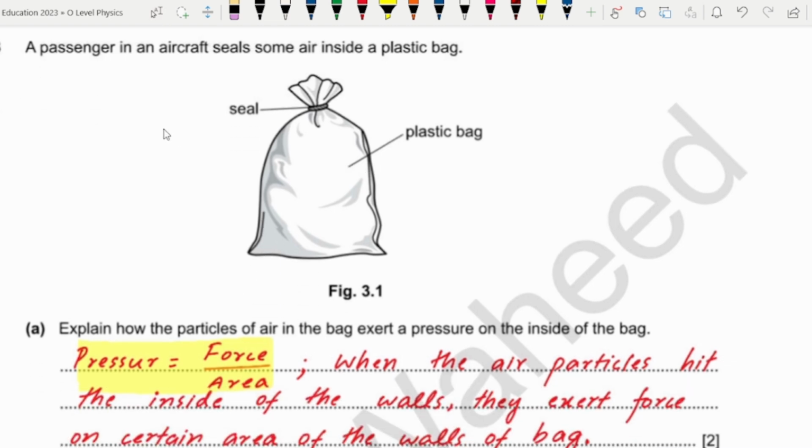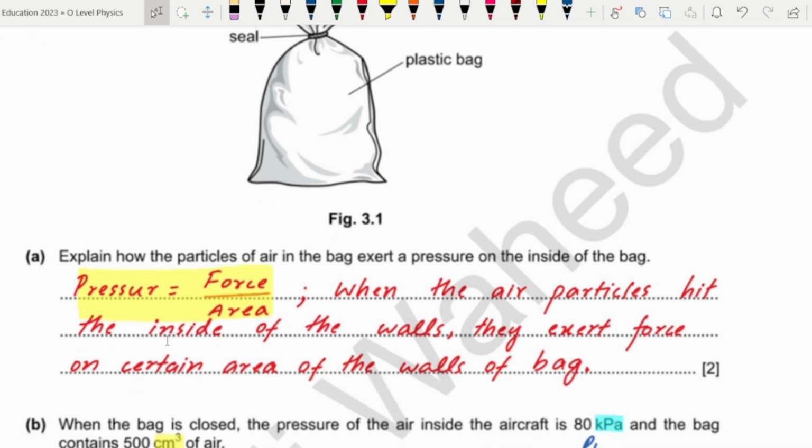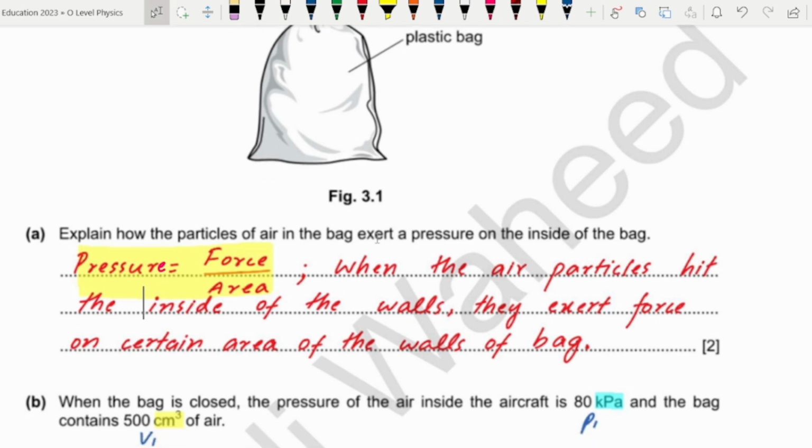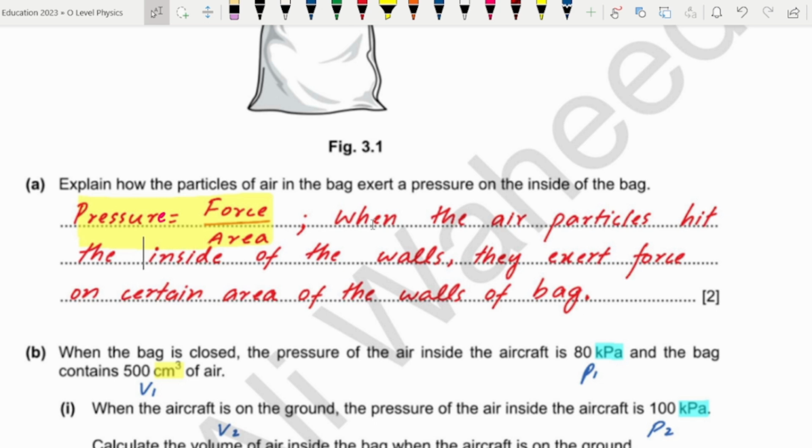Question number 3. A passenger in the aircraft seals some air inside a plastic bag. Explain how the particles of the air in the bag exert pressure on the inside of the bag. All you have to do is to define pressure in terms of force and area. So what you write is, when the air particles hit the inside of the walls, they exert force on a specific area of the walls, and force per unit area is the pressure. So you get 2 marks for mentioning the force, for mentioning the pressure, and for stating that force on a certain area, force per unit area, is pressure.